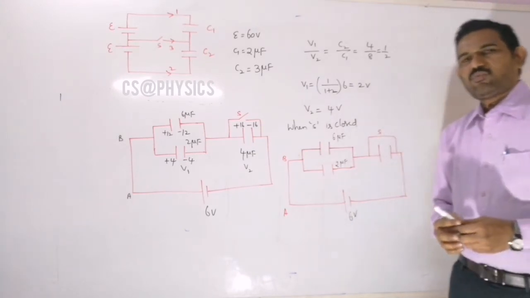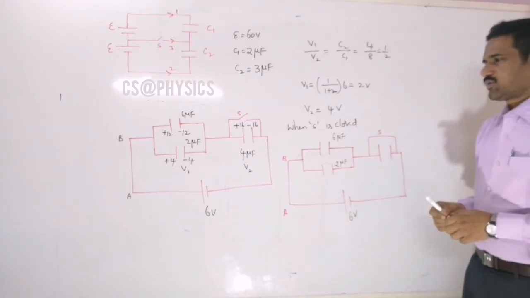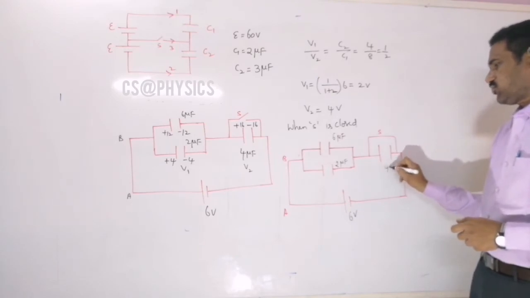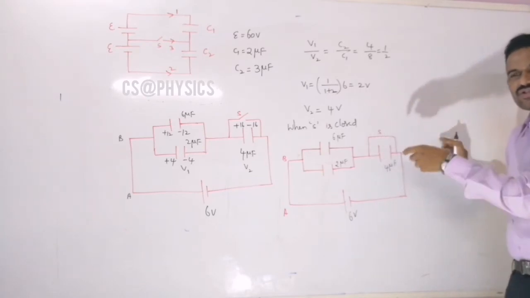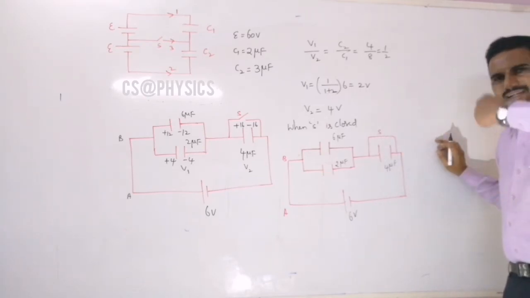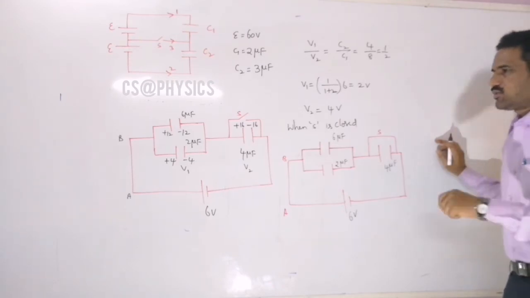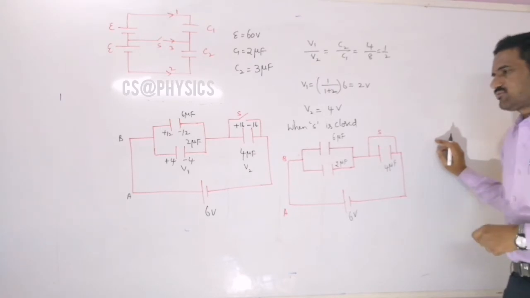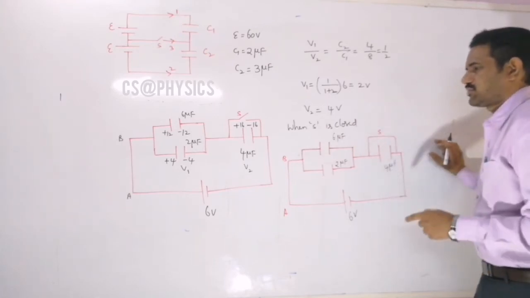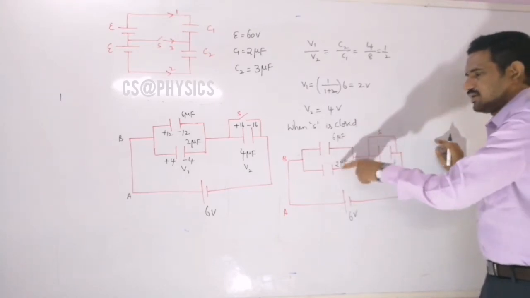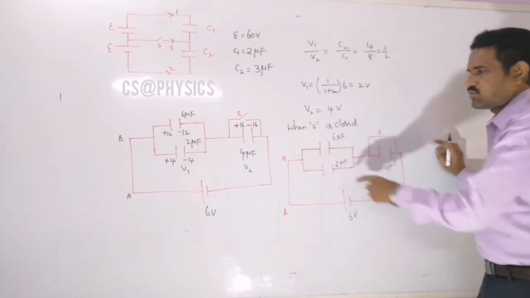So can you say what is the effective capacitance in that circuit? Once the switch is closed, you can observe that this 4 microfarad capacitor is short circuited. Those positive and negative plates of the capacitor are connected by a conducting wire. When the positive and negative plates of a capacitor are connected by a conducting wire, the potential difference across it will be 0. So this capacitor is said to be short circuited. Only these two capacitors are in parallel, and so the potential difference across them will be directly 6 volts.